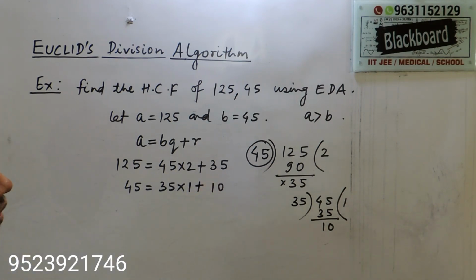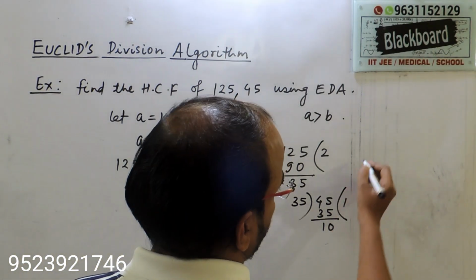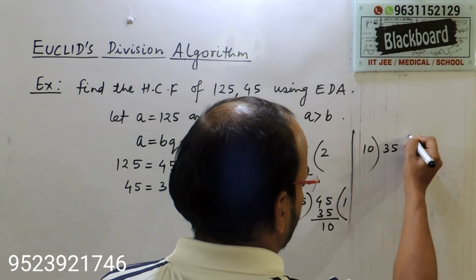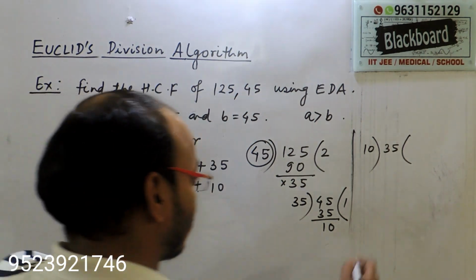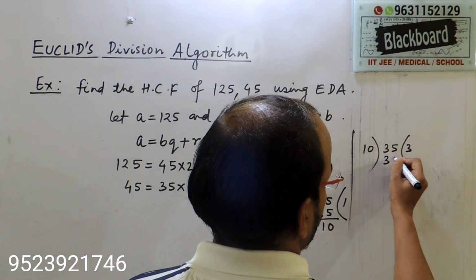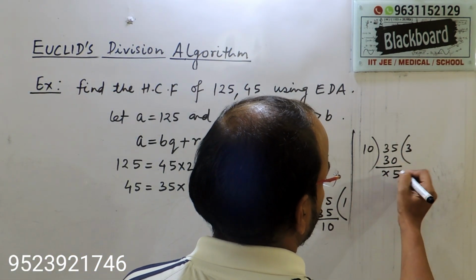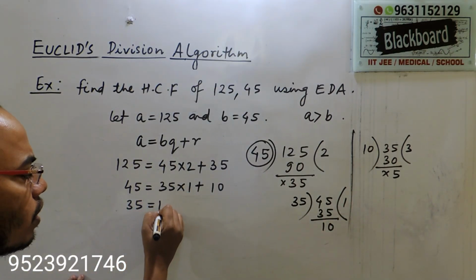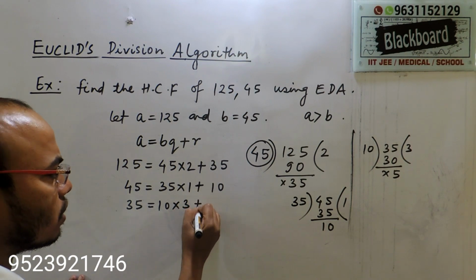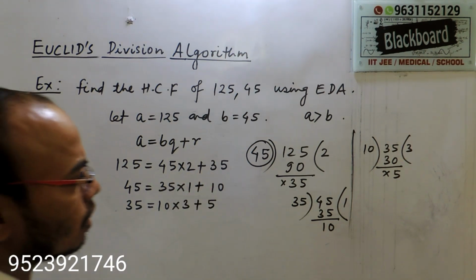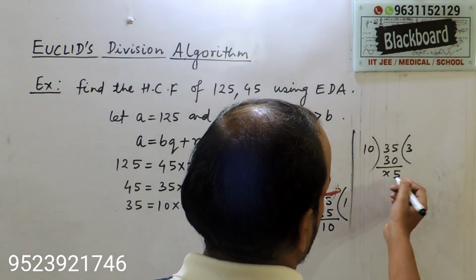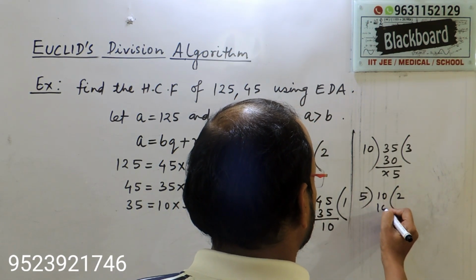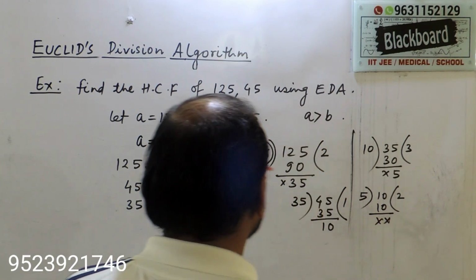Now remainder is 10. Now again divide with 10. Now 10 with your 35. When we divide 35 by 10, you will get this is your 3. That means this will be 30 and this is 5. That means you can write 35 is equals to 10 into 3 plus 5. Again divide 10 by 5. That means you will get this is 10. 5 2s are 10. That means now remainder is 0.